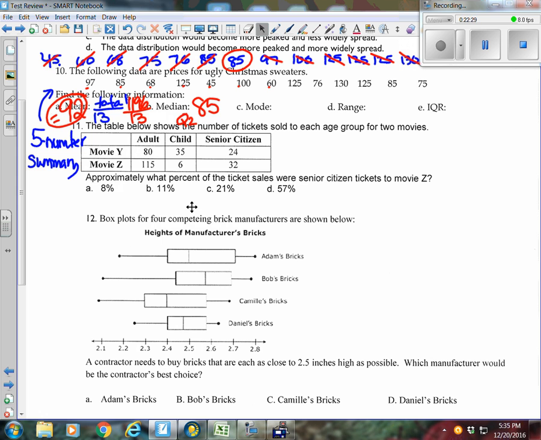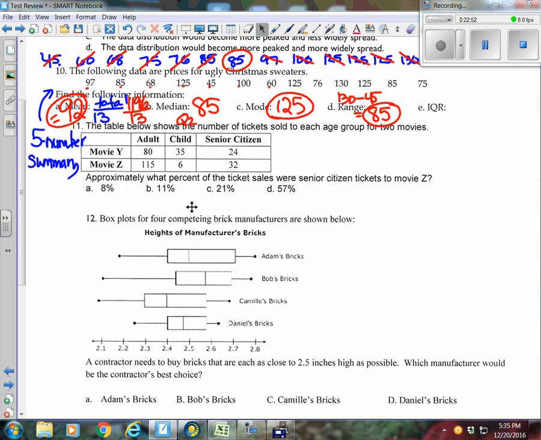All right, mode. Mode is the number that occurs most often. We already have 125 that occurred 3 times. 125 is the number that occurred most often. The range. The range is the high minus the low. So if I do 130 minus 45, my range turns out to equal 85.